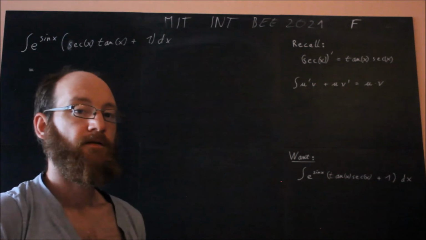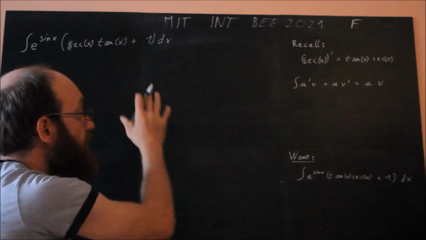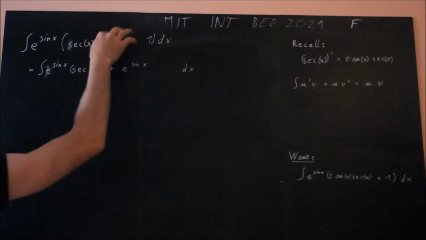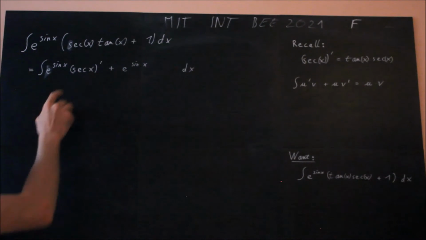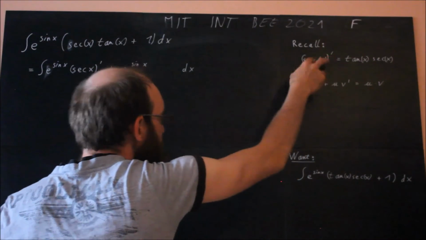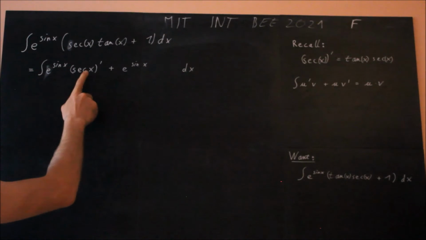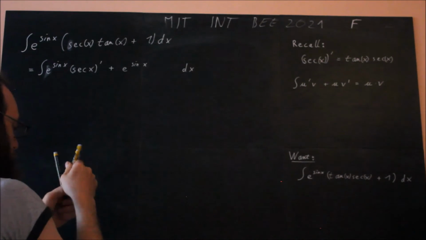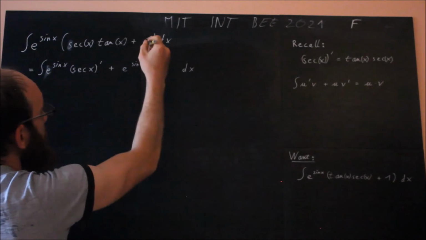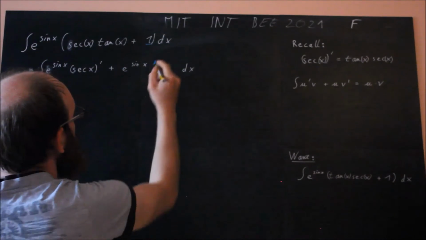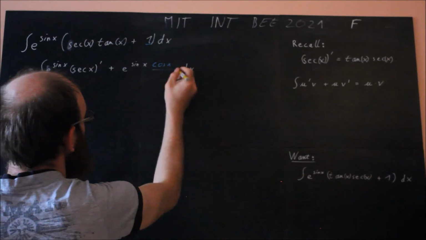Alright, my first step is to separate the integral, to distribute the e to the sine. And what we see is, like I mentioned, tangent times secant is the derivative of the secant, so we get this one here. And for this one we write cosine x over cosine x.